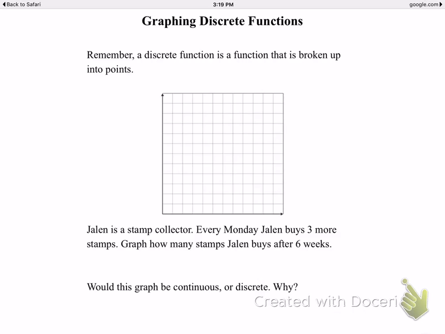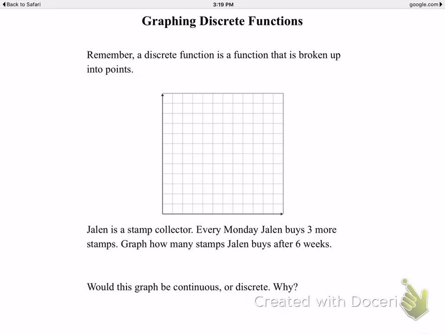If you remember, a discrete function is a function that is broken up into distinct points. So we're going to look at this example. Jalen is a stamp collector. Every Monday, Jalen buys 3 more stamps. How many stamps does Jalen buy after 6 weeks?